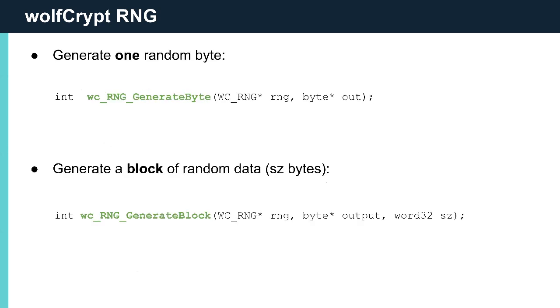When you're ready to generate some random data, you can call wc_RNG_GenerateByte, which generates a single byte of entropy. Or you can generate a block of entropy, which is likely a more common scenario, where you can tell it a certain number of bytes to generate, and it'll generate randomness and put it into your output buffer.